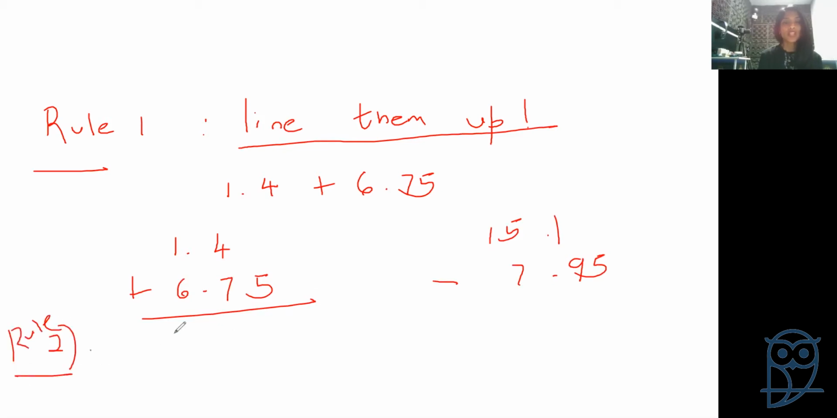Rule number 2 is drop it down. What does drop it down mean? That means wherever the decimal dot is, when you're adding, you take it down to the very same space. Okay, so rule 1, line them up. Rule 2, drop it down. Okay, so I'm just going to clear out my drawing.